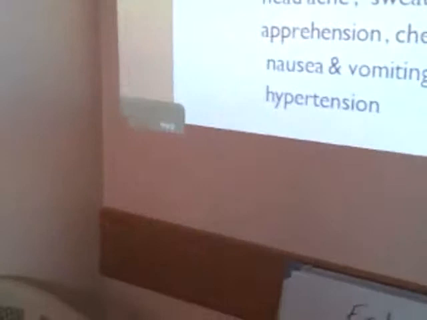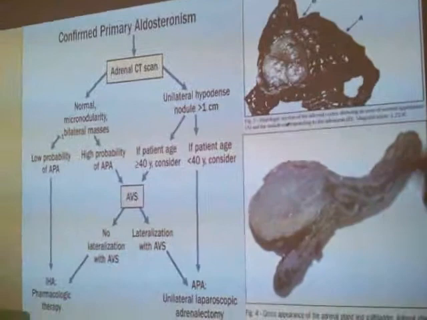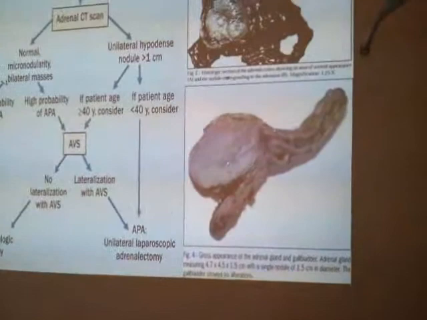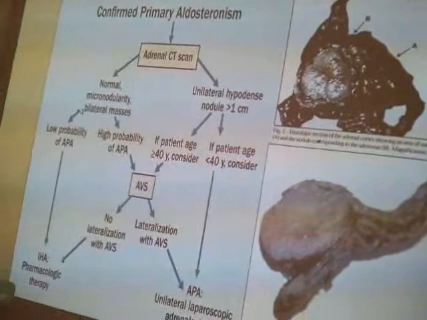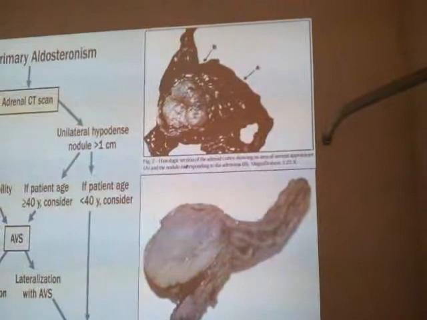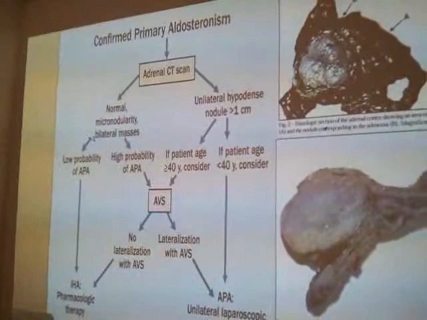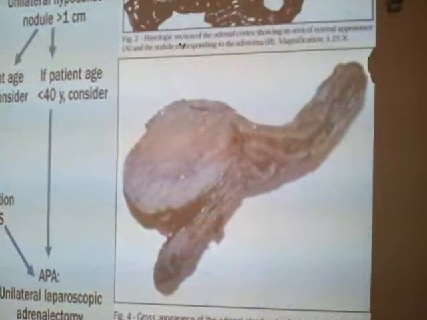To confirm the diagnosis of primary aldosteronism, you do a CT scan for the adrenal gland. If it is normal, or shows micronodularity, hyperplasia, or bilateral masses, what will you do? You go this way. If it is a unilateral hypodense nodule more than 1 cm, you go this way until you reach the diagnosis. Now you see the tumor growing in front of you, the macroscopic appearance of the tumor.